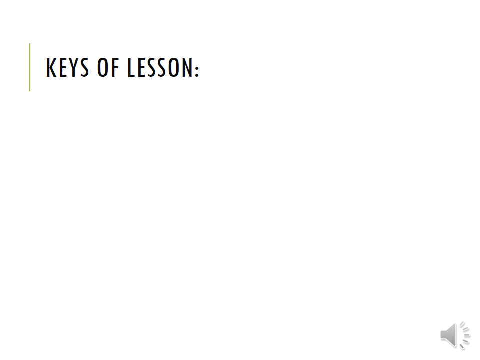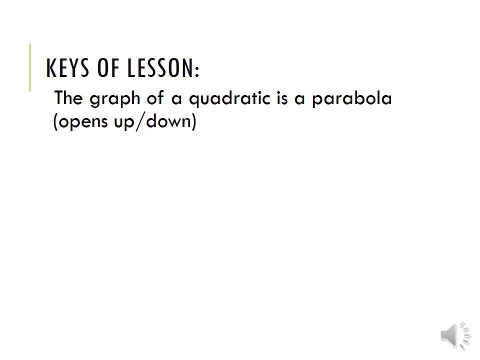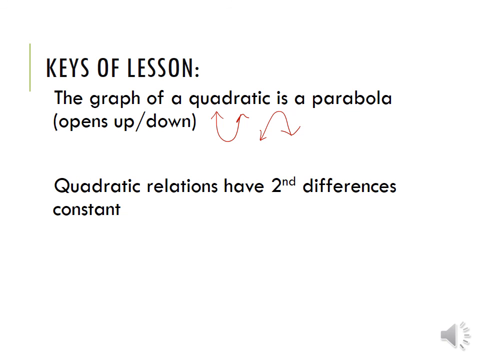So that's it for our first video lesson. I didn't want to make it too long. So some keys of our lesson today, or our first lesson: the graph of a quadratic opens up or down, opens up or opens down. And an easy way, if it makes a U shape, the word up starts with U. And quadratic relations, which is just another word for equations, quadratic relations have second differences constant or equal.